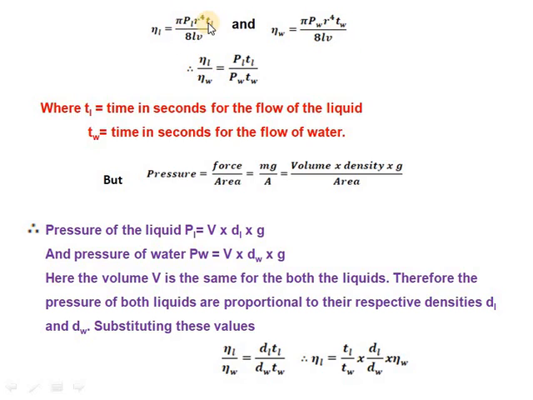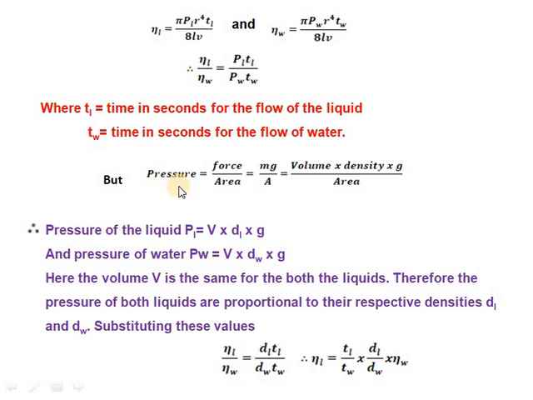Those terms will be cancelled, so eta L upon eta W is equal to PL into TL upon PW into TW. We can take this as an easy formula. Here TL is the time in seconds for flow of the liquid, and TW is the time in seconds for flow of the water or the reference liquid.